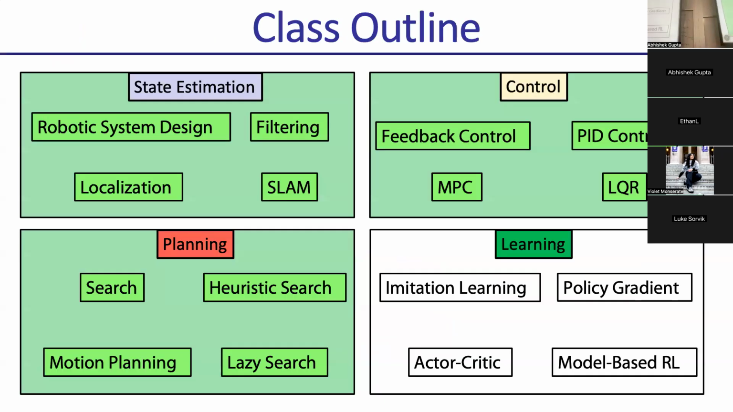So now we have finished state estimation, planning, and control. Means that we're doing learning now. It's exciting. So we'll do learning, we'll do imitation learning today.